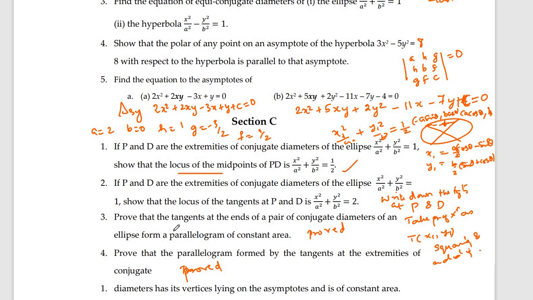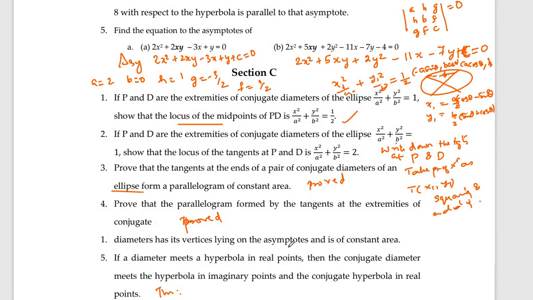Then this one is also proved: that the tangents at the ends of a pair of conjugate diameters of an ellipse form a parallelogram of constant area. So the question is to be read carefully, because is it asked for an ellipse or is it asked for a hyperbola? That should be very clear. And in the same problem we are asked to prove that the parallelogram formed by the tangents at the ends of conjugate diameters has its vertices on the asymptotes. So the tangents intersect at a point on the asymptote, and then you have to show that.